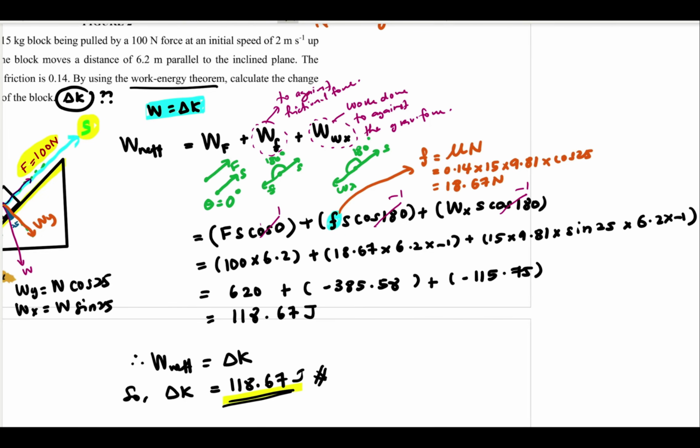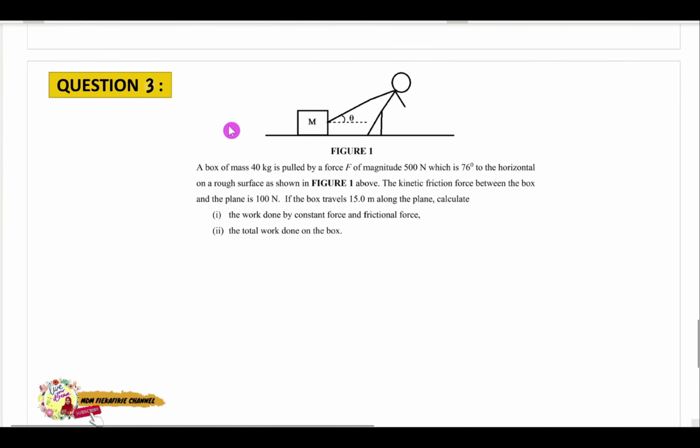Alright, so now let's proceed to question number 3, the last one. A box of mass 40 kg is pulled by a force F of magnitude 500 Newton. So here we have a force F, which is given as 500 Newton.